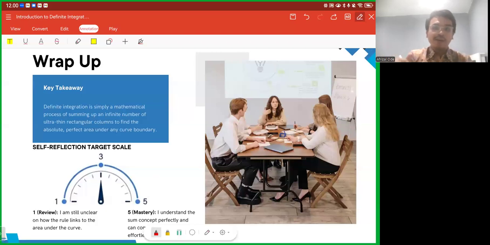Okay, before you finish today, take a look at the self-reflection scale. So basically, we have 1 to 5. You can use it to evaluate yourself. If you think that your score is 3 or below, feel free to reach out to me. I'm going to explain to you, or you can rewind this video to try to understand how we answer this kind of problem.